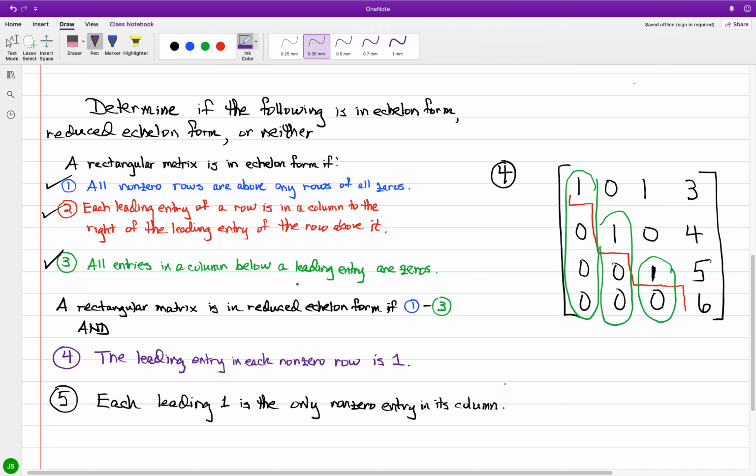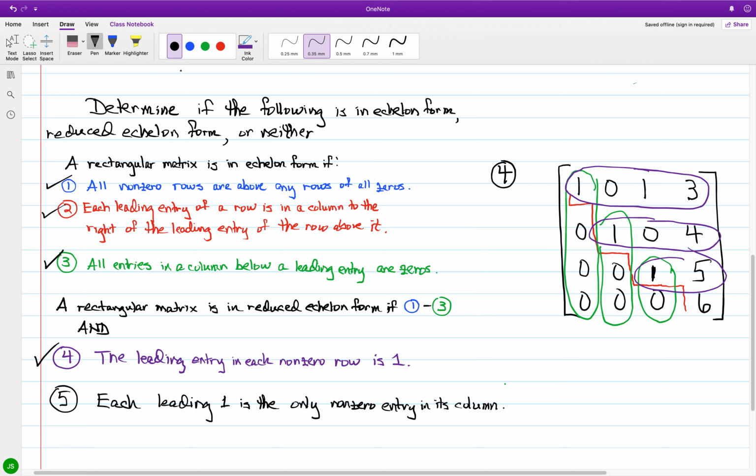All right, so we have at least echelon form. Now, let's see if we have reduced echelon form. The leading entry in each non-zero row is 1. So I had the leading entry at 1. Leading entry here is at 1. Leading entry again we have at 1. So this part is met.